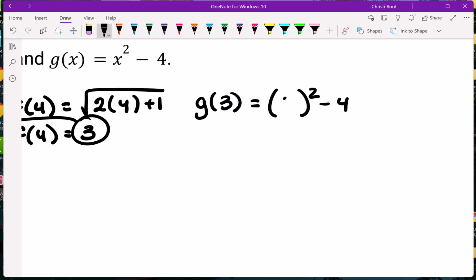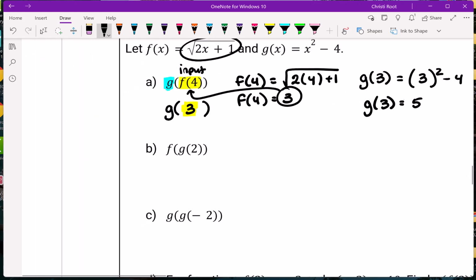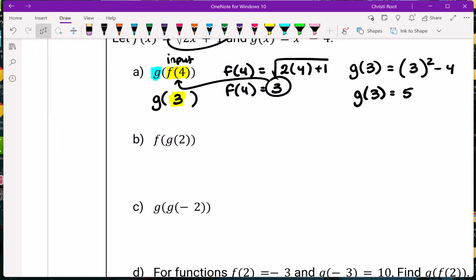So I'm going to replace the x with the 3. And then that means that g of 3 is equal to 5. All right, so when I put the 3 in there, I wind up with 5. So that means my final answer is going to be 5. And you just did your first composition of functions.